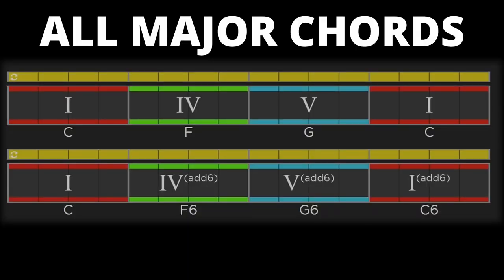Let's start with a simple progression using all major chords. Please note that all of our examples will be in the key of C major. Listen to how the progression changes when we swap in the major 6th chords.